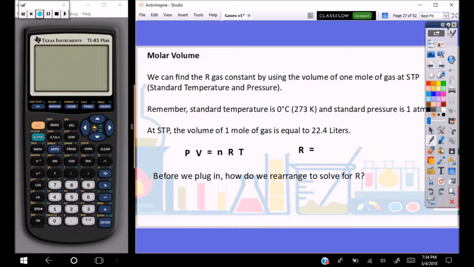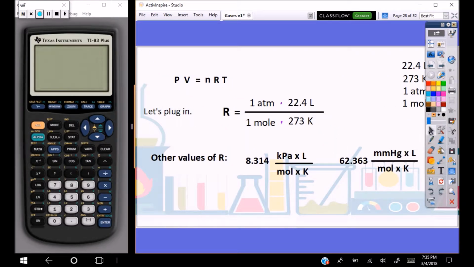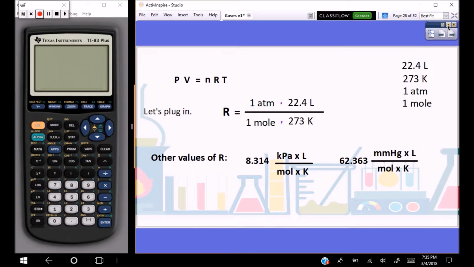If you wanted to solve for R, we could rearrange everything here. We end up getting PV equals nRT, and if we divide both sides by nT, that cancels out. We get R is equal to PV over nT, and that's exactly how we're going to solve and find our gas constants. So let's go ahead and do it. We're going to use our standard conditions. We know that we have 1 atmosphere, that's our standard pressure. We've got 22.4 liters, that's our molar volume. And we've got 273 Kelvin and 1 mole, okay?